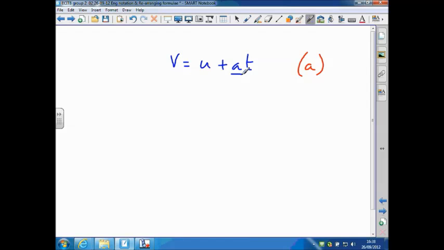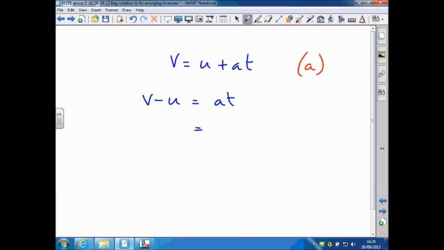Now, if we think about the right-hand side, what has happened to a? It's been multiplied by t, and then u has been added. So what do you think the first thing to get rid of is? Right. Yes, you subtract u, and then you divide by t. So the first thing to do is to subtract u from both sides. It's got rid of the u on the right hand side. Now divide by t.